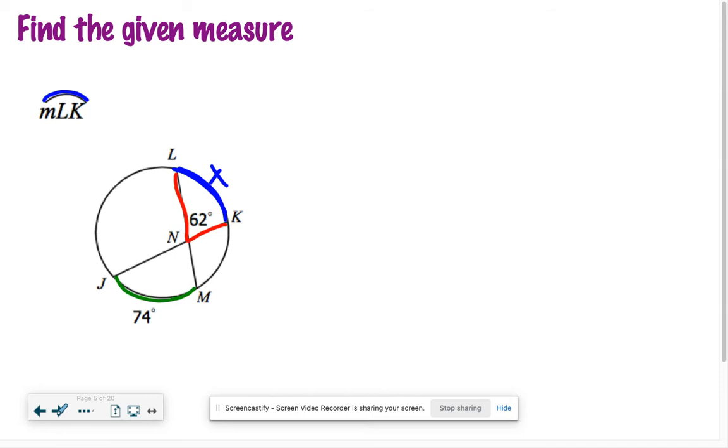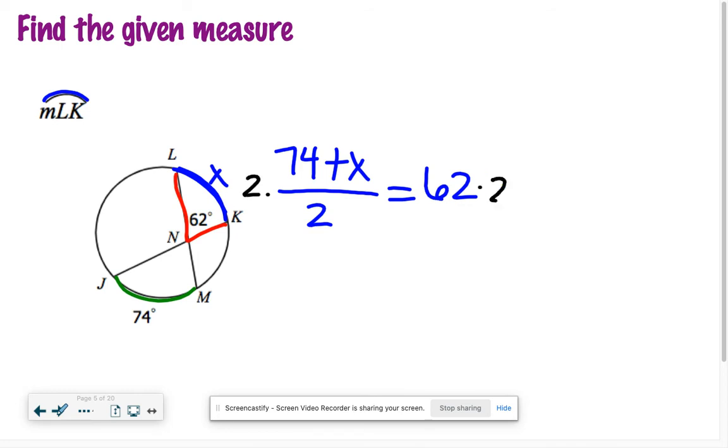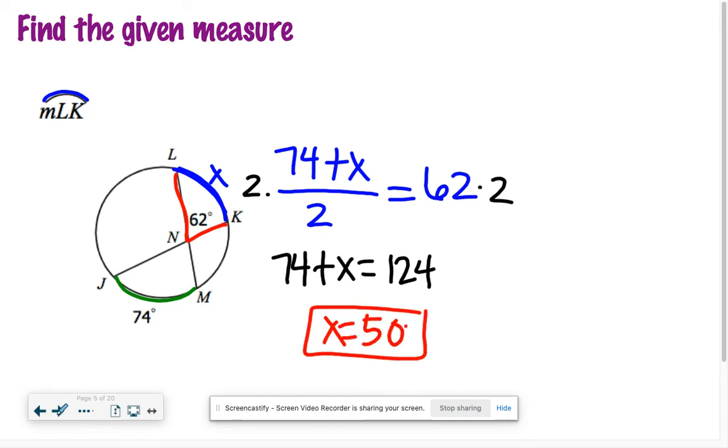Take your intercepted arcs, so 74 plus x, because we don't know what it is, we're looking for it, divided by 2, and set it equal to 62. Okay, how do we undo divide by 2? Simply multiply by 2. Drop down your 74 plus x. 62 times 2 is 124. Subtract over that 74, and we find that our arc is 50 degrees. Woo!